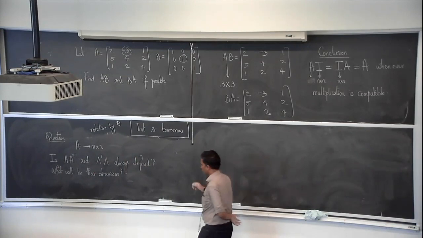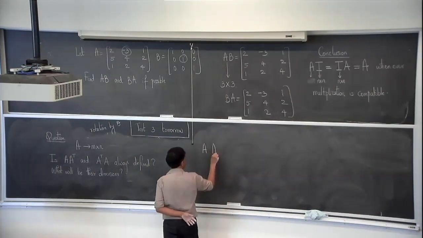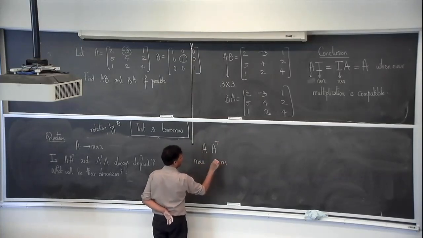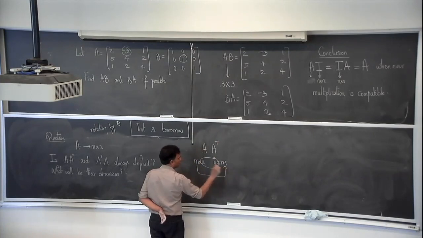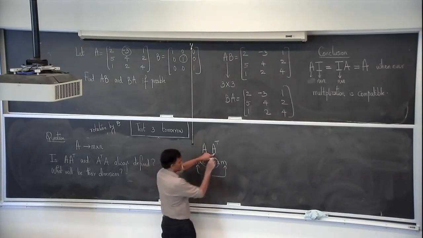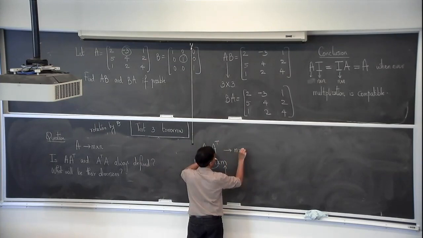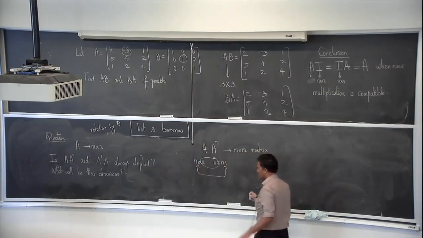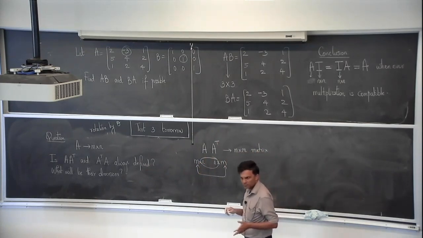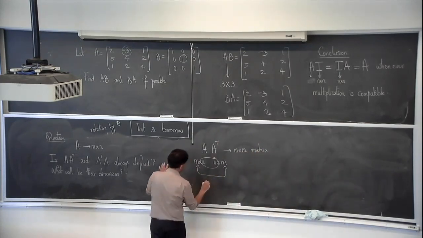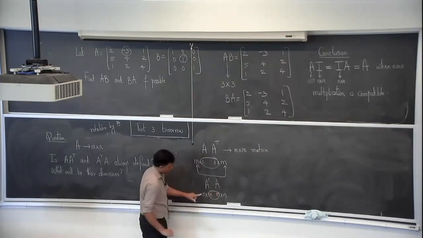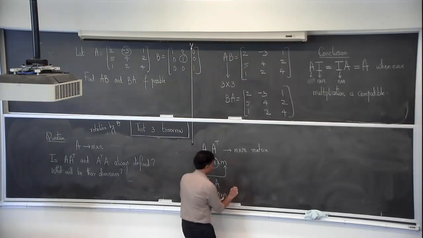It's always a square matrix, no matter which way you do it, right? A transpose would be m by n, n by m. They are the same. So if you do A first and then A transpose, that's an m by m matrix. What about A transpose A? Is that possible? Yes, it is. A transpose A would be n by m, m by n. Once again, these are the same, so the answer would be n by n in this case.